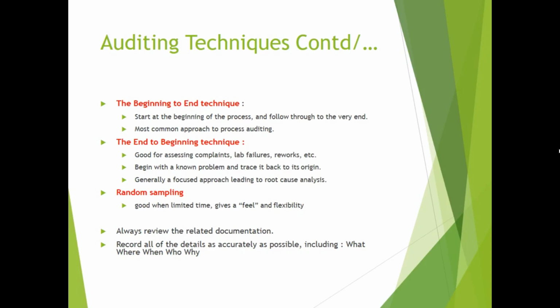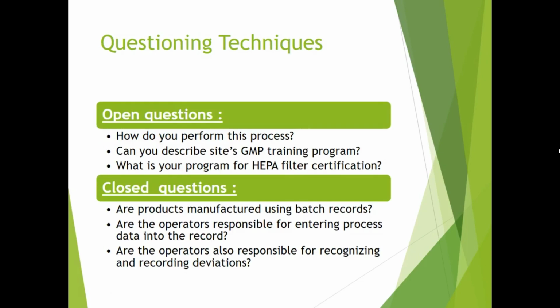Random sampling is good when time is limited and it gives you a good feel for how the site operates. It's quite flexible in nature. Regardless of what technique is used, the auditor will always look at the related documentation associated with the area. And an auditor will record all of the details as accurately as possible during the inspection, including what the problem was, where it occurred, when, who, why. Those kind of questions are a good pointer.